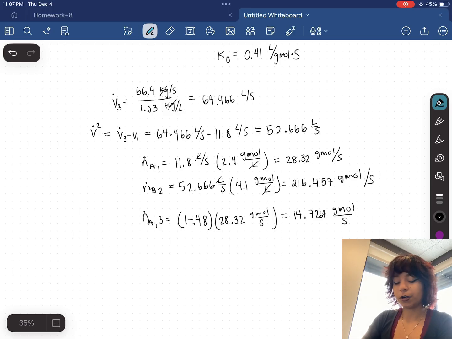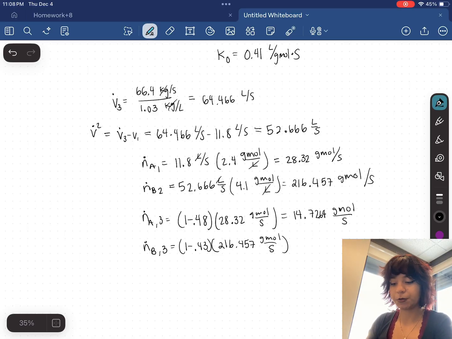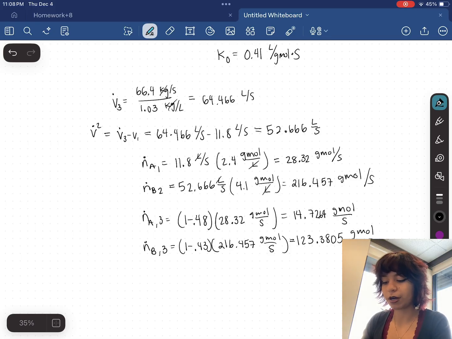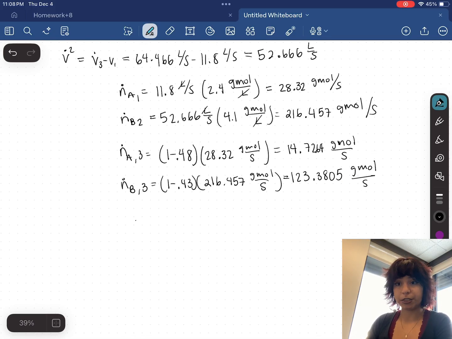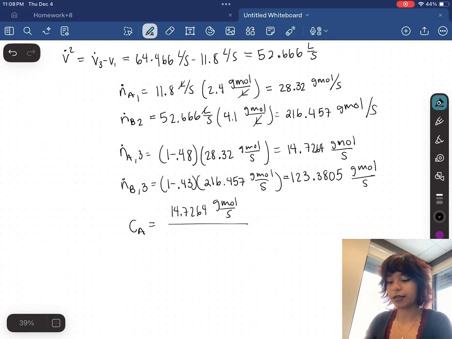Then we will solve for the molar flow rate of the exiting stream, 3. For species A, we will do 1 minus 0.48, which is our conversion of species A, times 28.32 gram moles per second. This will give us an answer of 14.7264 gram moles per second. For species B, we will do 1 minus 0.43 times 216.457 gram moles per second. This is equal to 123.3805 gram moles per second.